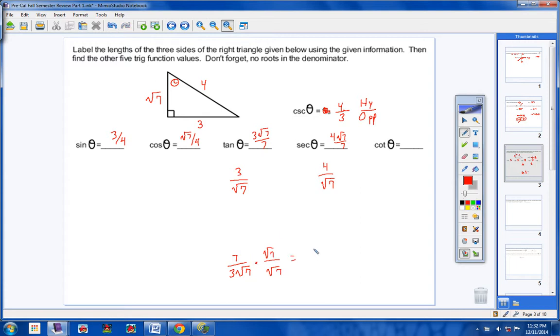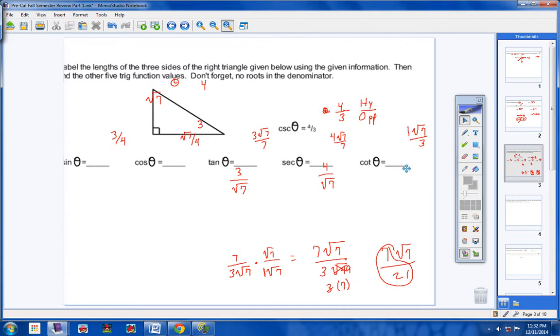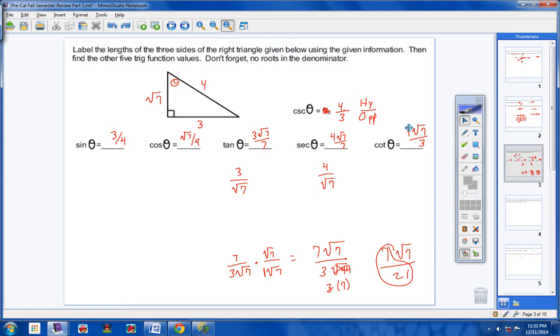7 times the square root of 7 is 7 square root of 7. Now there's a 1 in front of this radical, so 3 square root of 7 times 1 square root of 7. 3 times 1 is 3. Square root of 7 times square root of 7 is square root of 49. Of course, the square root of 49 is 7, so I really have 3 times 7, which gives me 21. So 7 square root of 7 over 21. Now these two numbers here can reduce, so I would have 1 square root of 7 over 3. And if you don't want to put that 1 right here, you don't have to.